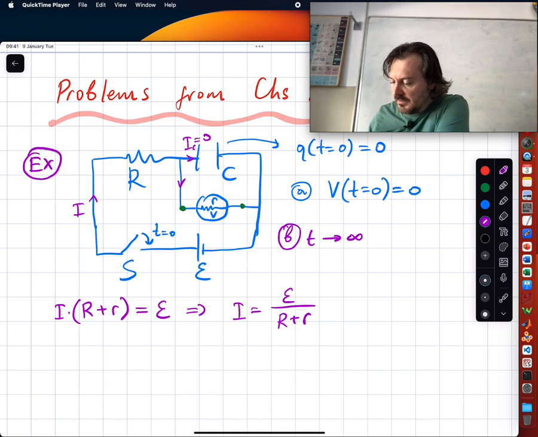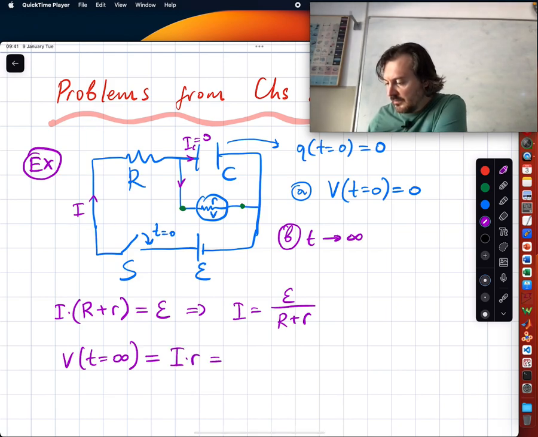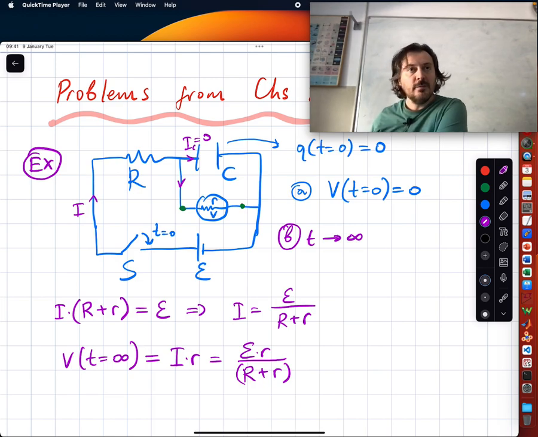And the voltmeter is reading what? E times I? You mean I, right? Yes. Small r. So it's going to read E times small r divided by R plus small r. Everybody agrees with this? Any questions? No?